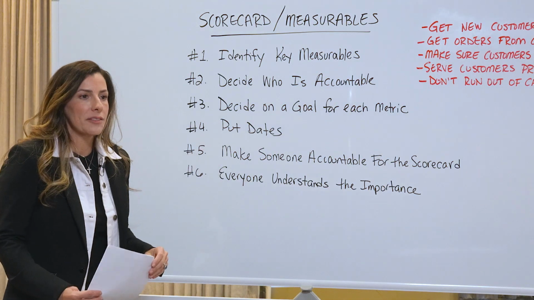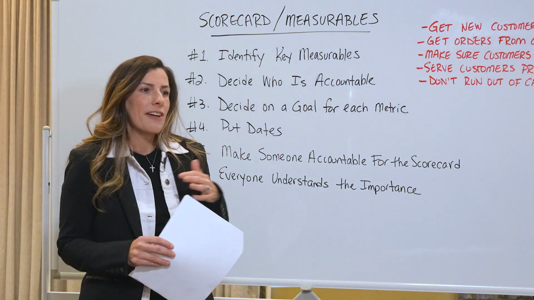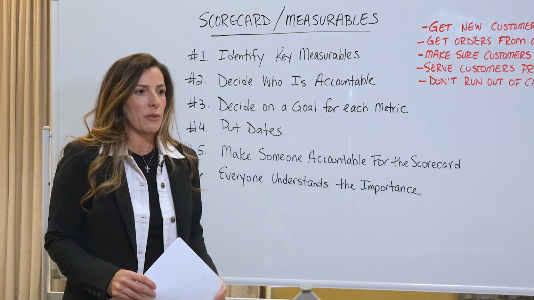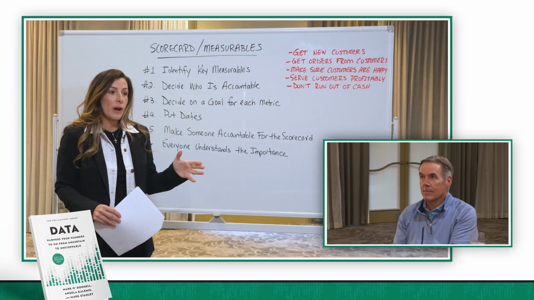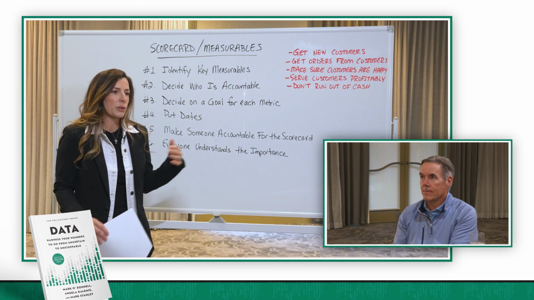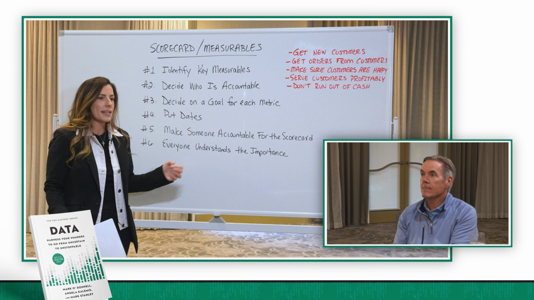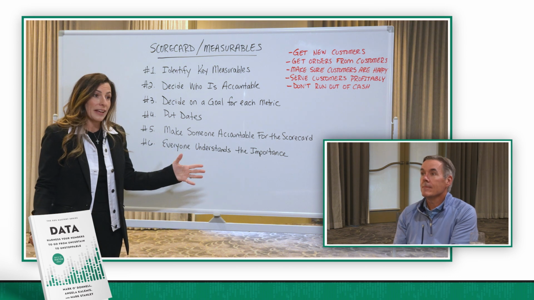Step 4 is putting dates on the scorecard. Even if you're halfway through your quarter or sometime halfway through your year, you just start the following week, just put a date in there, and you track these measurables every week. We're looking at 13 weeks at a glance, and it'll allow you to assess trends in your business, so you don't need to wait. You just start next week.